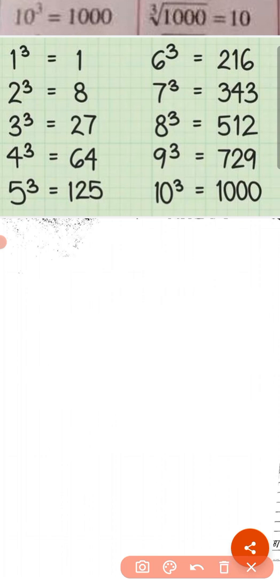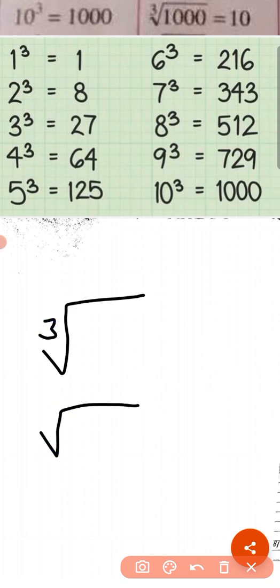Okay. So children, this is the symbol for cube root. The symbol is known as radical sign, and write a small 3 like this, which means cube root. Cube root. Okay.